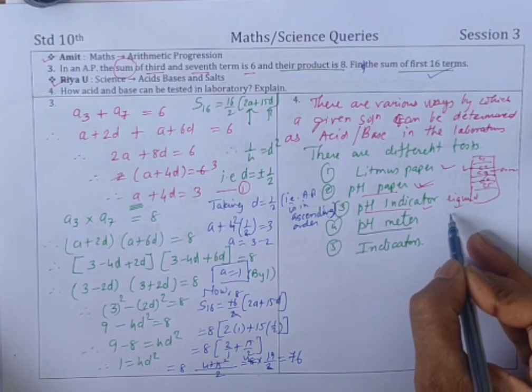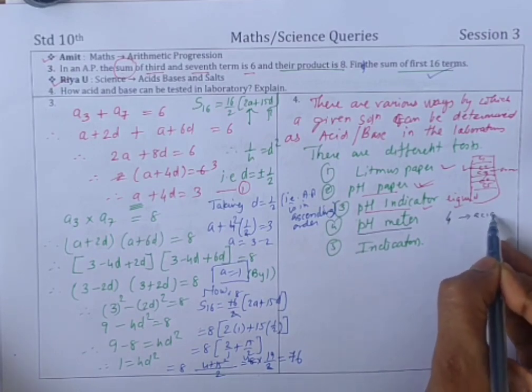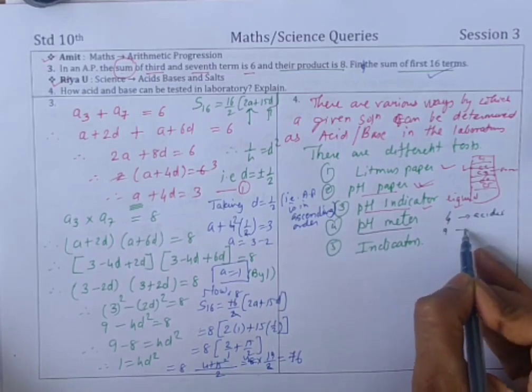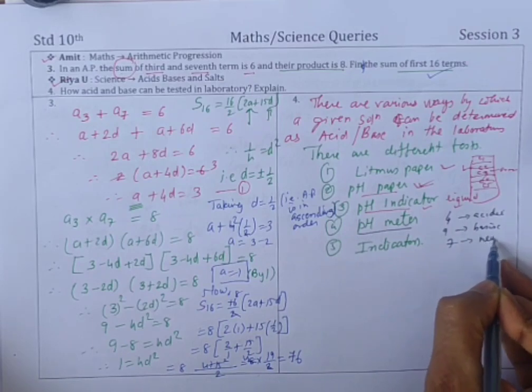Suppose the reading shows pH is 4, then you can say it is acidic, and if pH is 9, then you can say it is basic. If pH is 7, then you can say it is neutral.